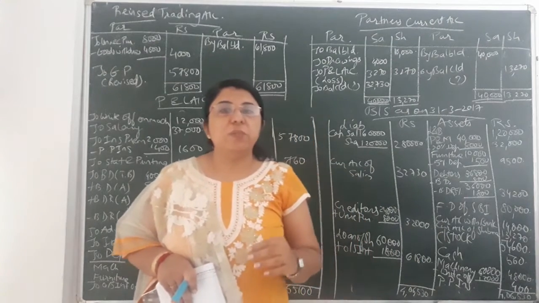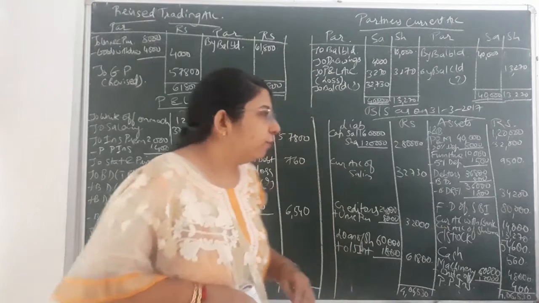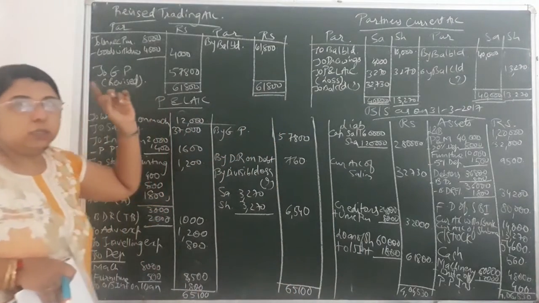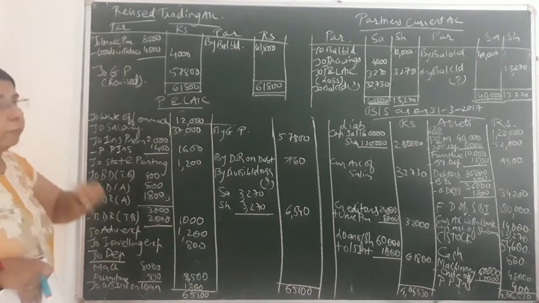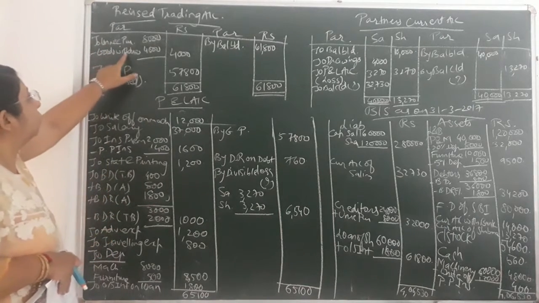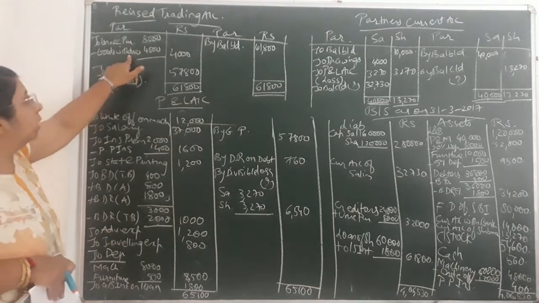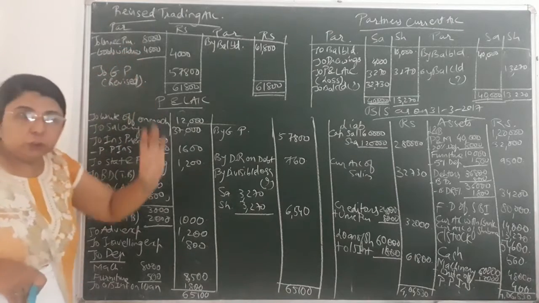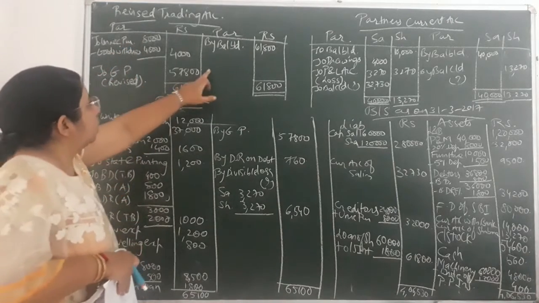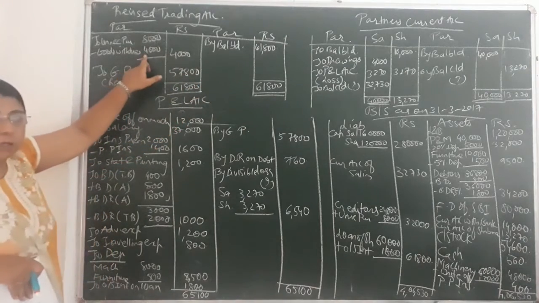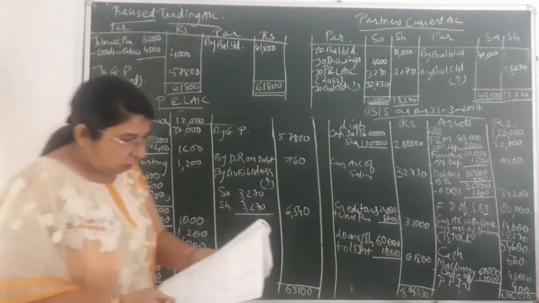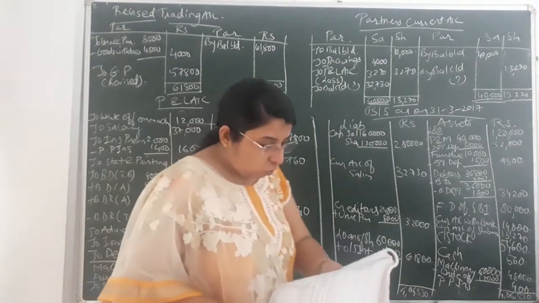Adjustments will always have two effects. One effect would be on the trading account, on the credit side or debit side. First of all, I have written over here unrecorded purchase. The reason is that goods withdrawn would be subtracted, but over here the value of purchase is not given to you. So either you can write it on the credit side of trading account, or you can subtract it from the purchase. But for purchase, the second adjustment is also related to trading account.